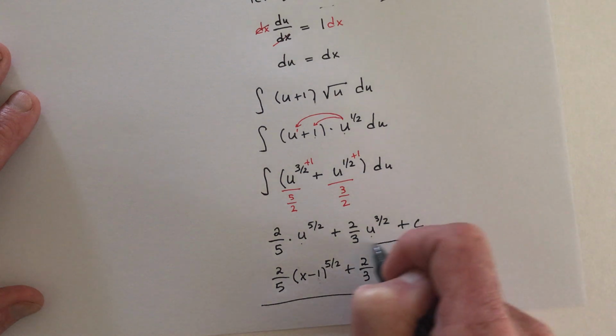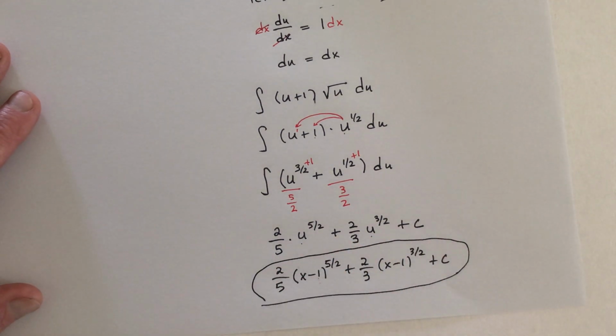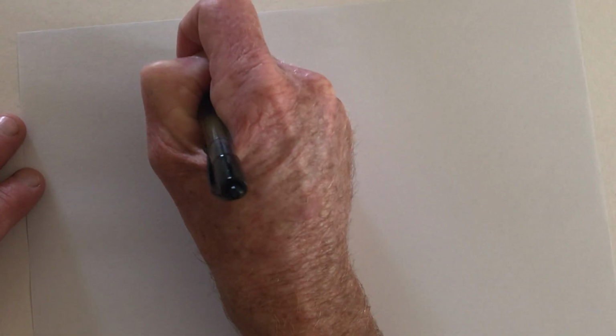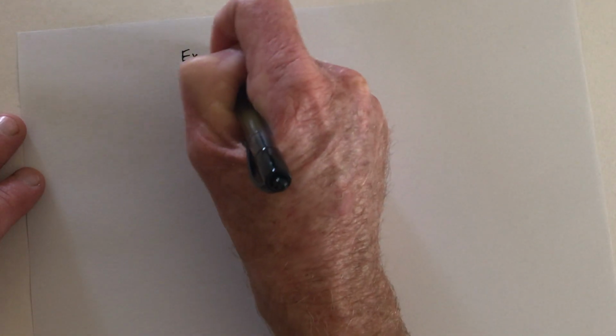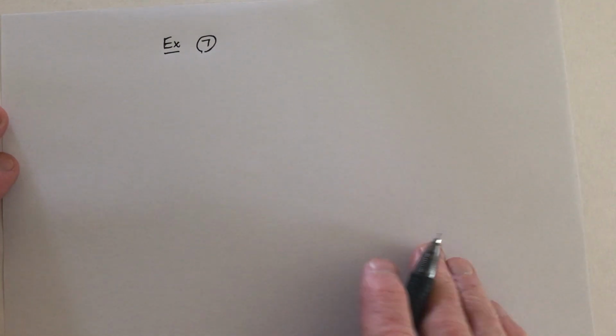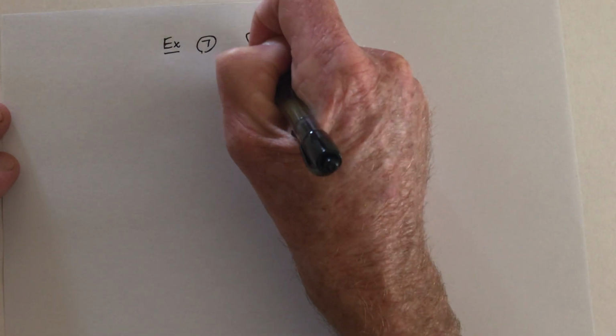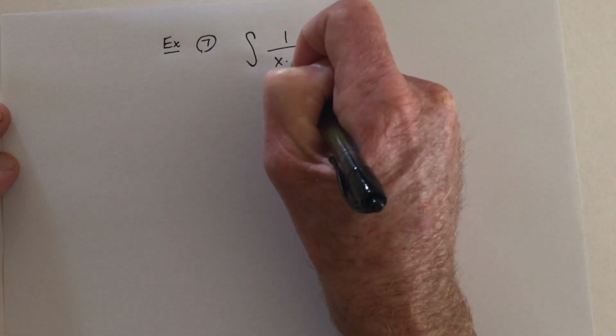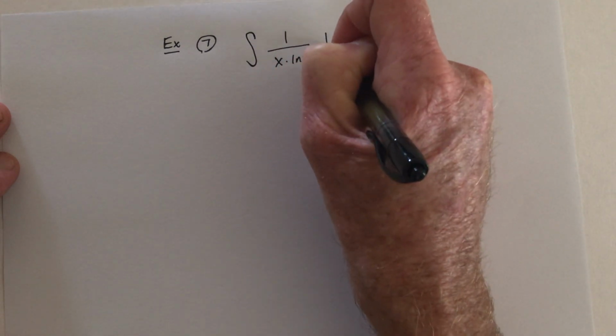And then this one is done. Okay, I want to do just one more example before we go on to differential equations. Example number 7. What if it was the integral of 1 over x times natural log of x?